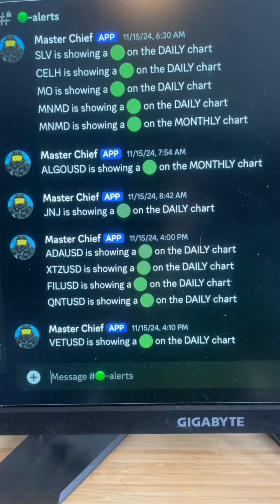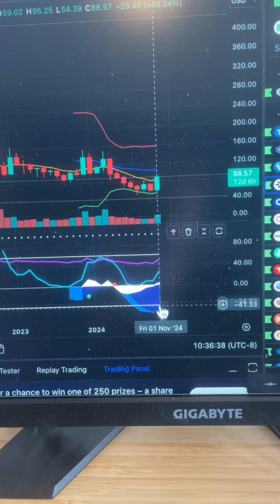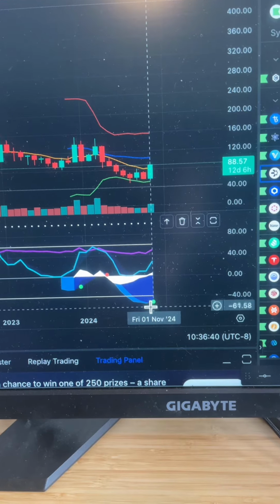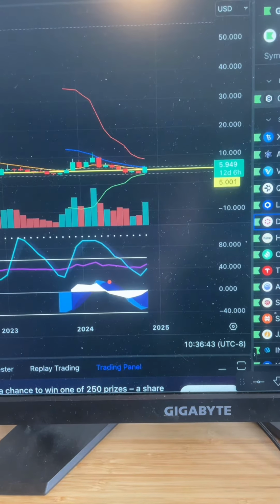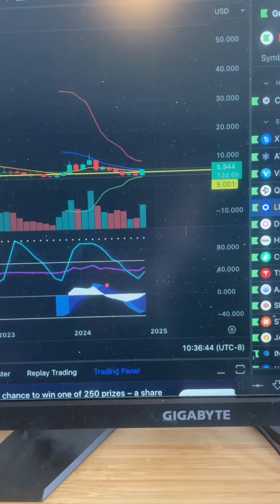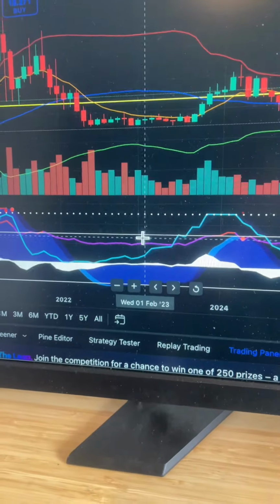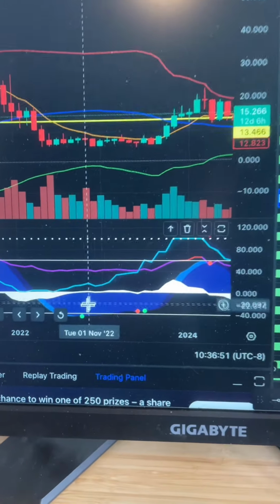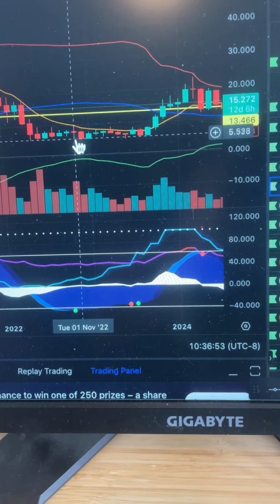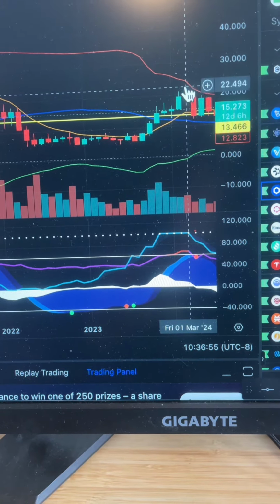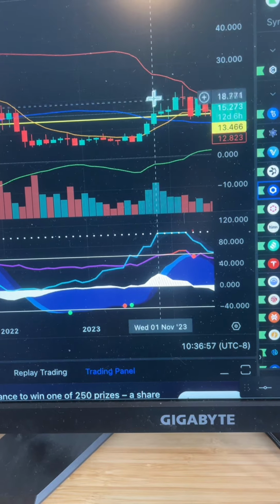But the first thing we want to look for is the green dot on the monthly chart. Okay, and why is that? Well, that's just because the monthly chart is the most accurate chart when it comes to the signals. You can see the signals came here on this chart. This was Chainlink. Okay, this came back in 2022 at $6. It went all the way up to 22. That was a 10x trade.